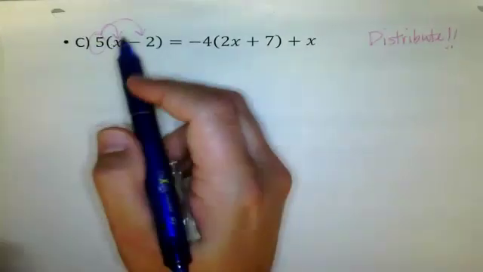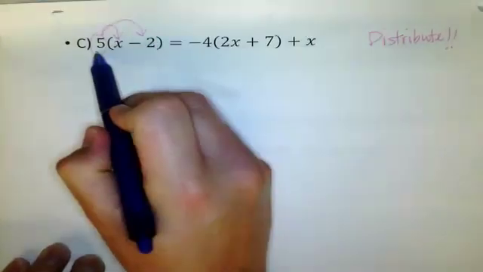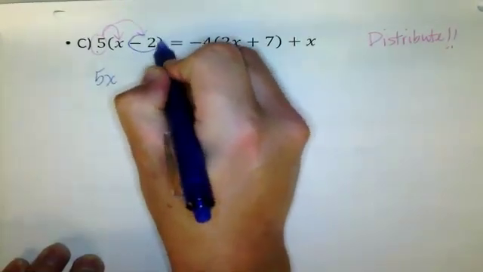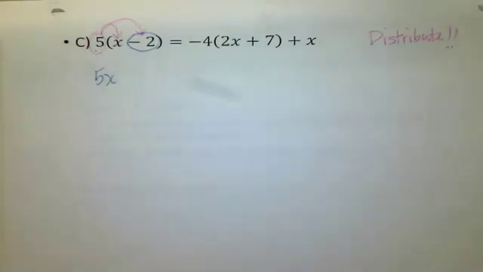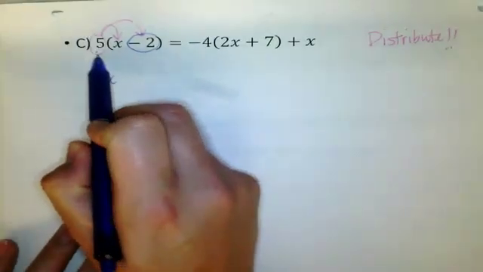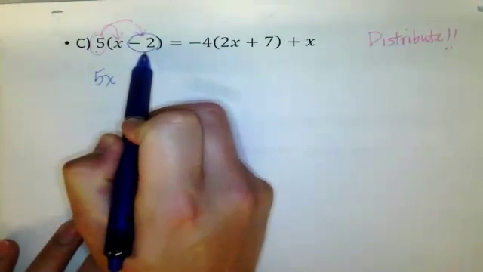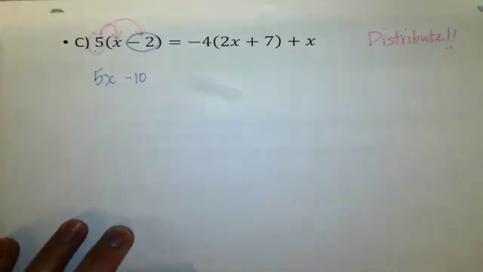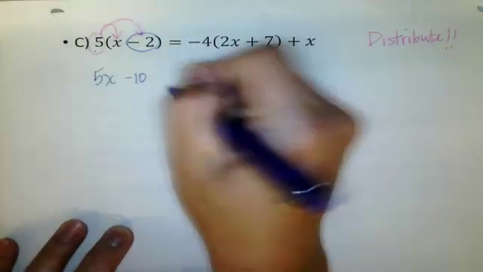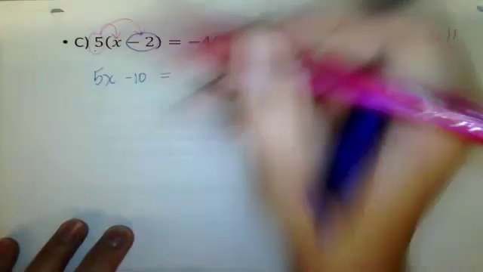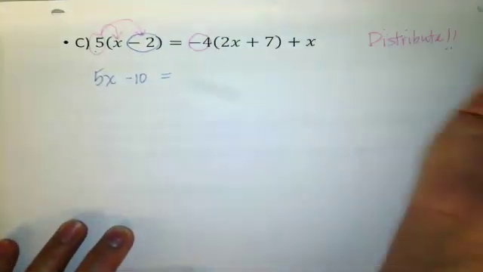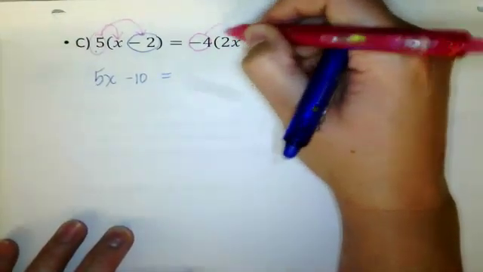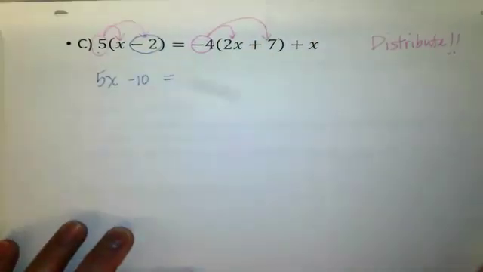5 times x is 5x. And this is 5 times negative 2. I'm going to say you always include the sign in front. The sign to the left is part of the number. So when you read this, you should say 5 times negative 2. 5 times negative 2 is negative 10. It's not technically subtraction. It's a negative 10. All right? Over here, I'm going to do the same thing. I'm going to distribute the negative 4, including that sign, to both terms inside the parentheses.